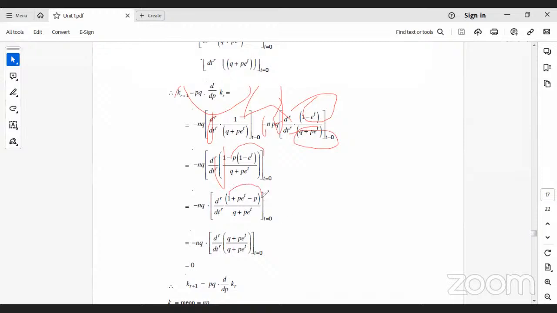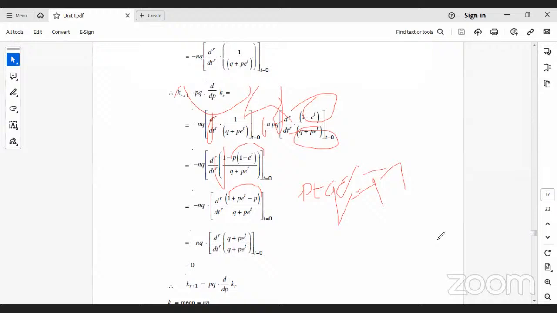One plus p, what is the value? P plus q is equal to how much? One, right? P plus q is equal to how much? One, right? Hello? Okay.